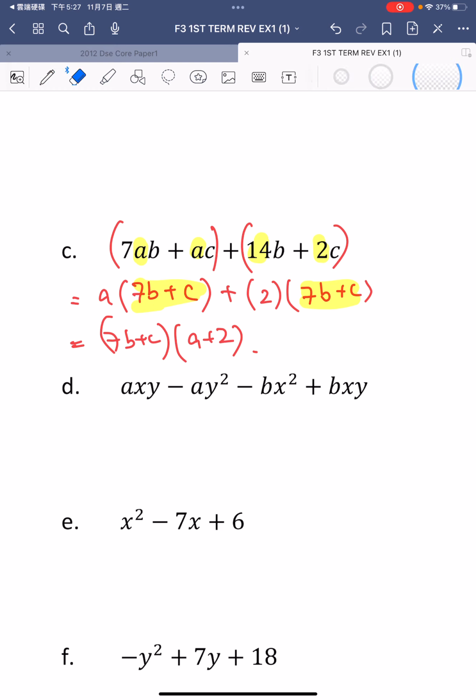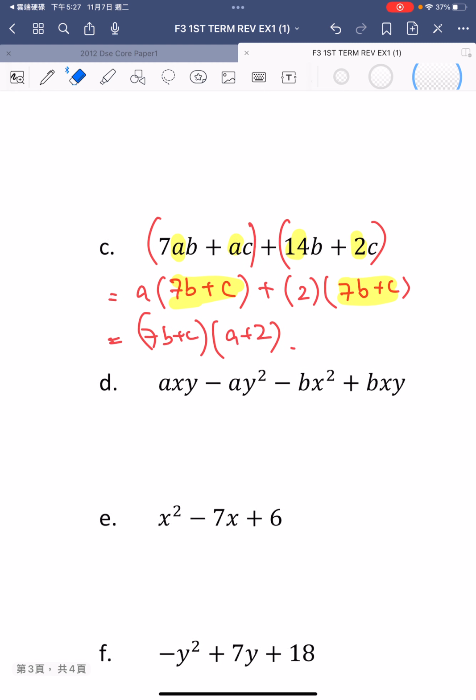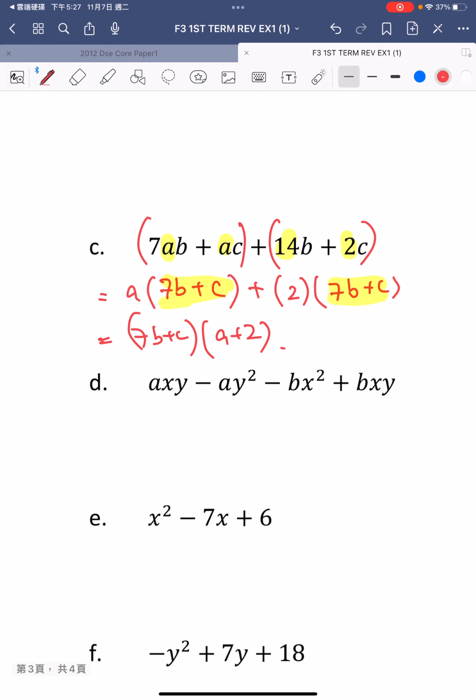So now we can try to do question B as well. Again, there's no common factor among all of the 4 terms, so we need to add brackets. Adding the first bracket, there's no problem, but when you're adding a bracket after the negative sign, we have to change the sign in the middle. So if you're adding the bracket here, we need to change the sign to negative. So we have bx squared minus bxy.